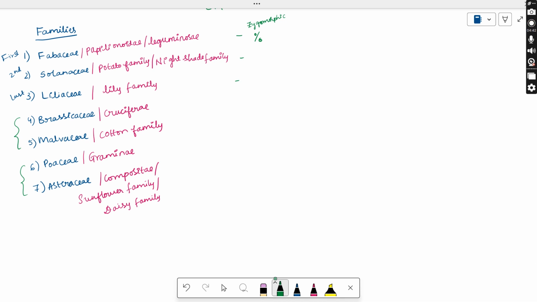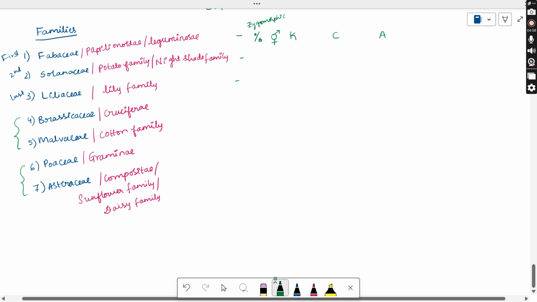Coming to its sexuality, we have unisexual and bisexual. This Fabaceae has bisexual flowers, so we use the symbol like this. And the main floral parts are K, C, A, G. K for calyx, C for corolla, A for androecium, G for gynoecium, right? In the same way, we will try to write the remaining ones also, so it will be easy for you to remember.